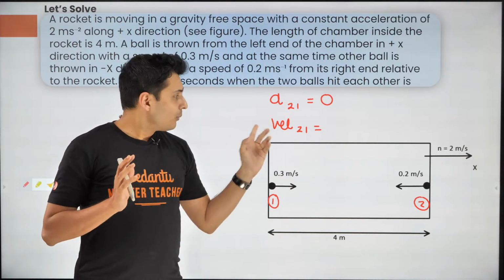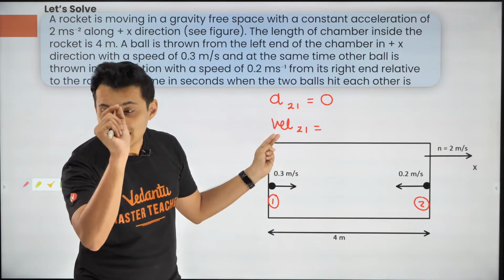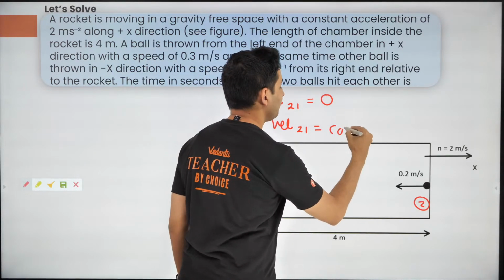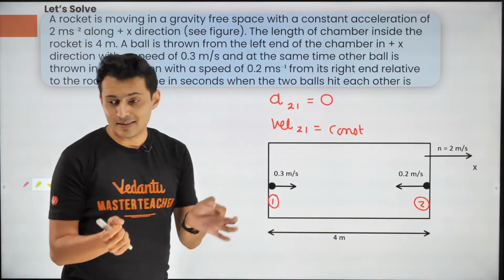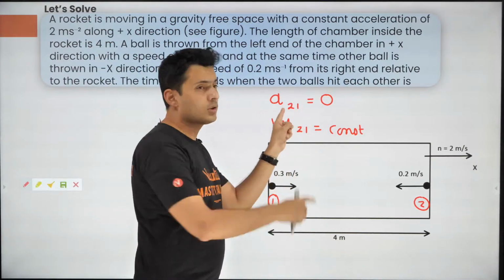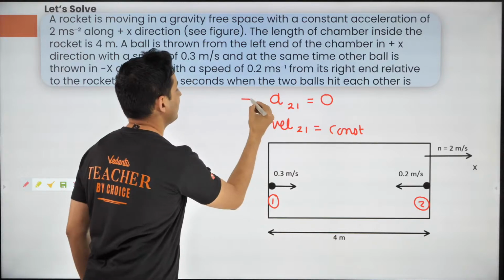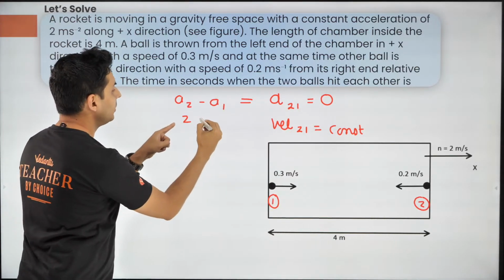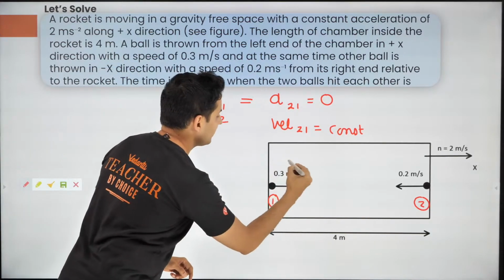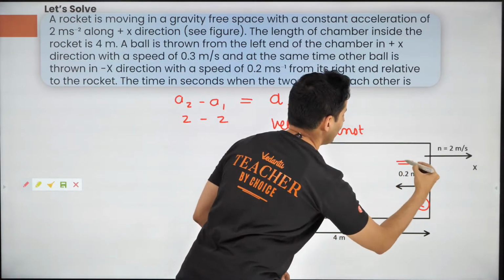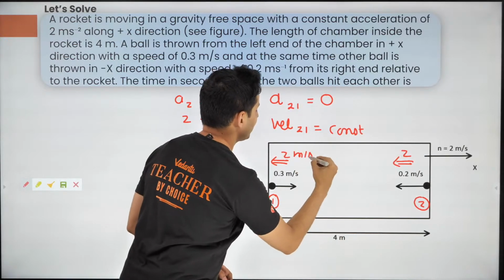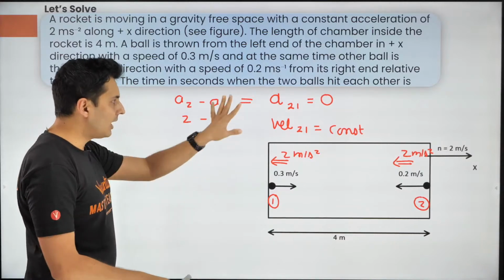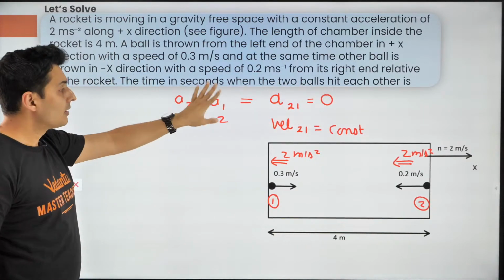So, by the way, think about it. What will be the velocity? Won't it be constant? If acceleration is 0, velocity will be constant. And those of you who still did not get this, look at this. Acceleration of 2 with respect to 1 is a2 minus a1. a2 is 2, a1 is also 2. Both the balls have 2 meters per second square acceleration. So 2 minus 2 is 0. That's why I said acceleration relatively is 0.